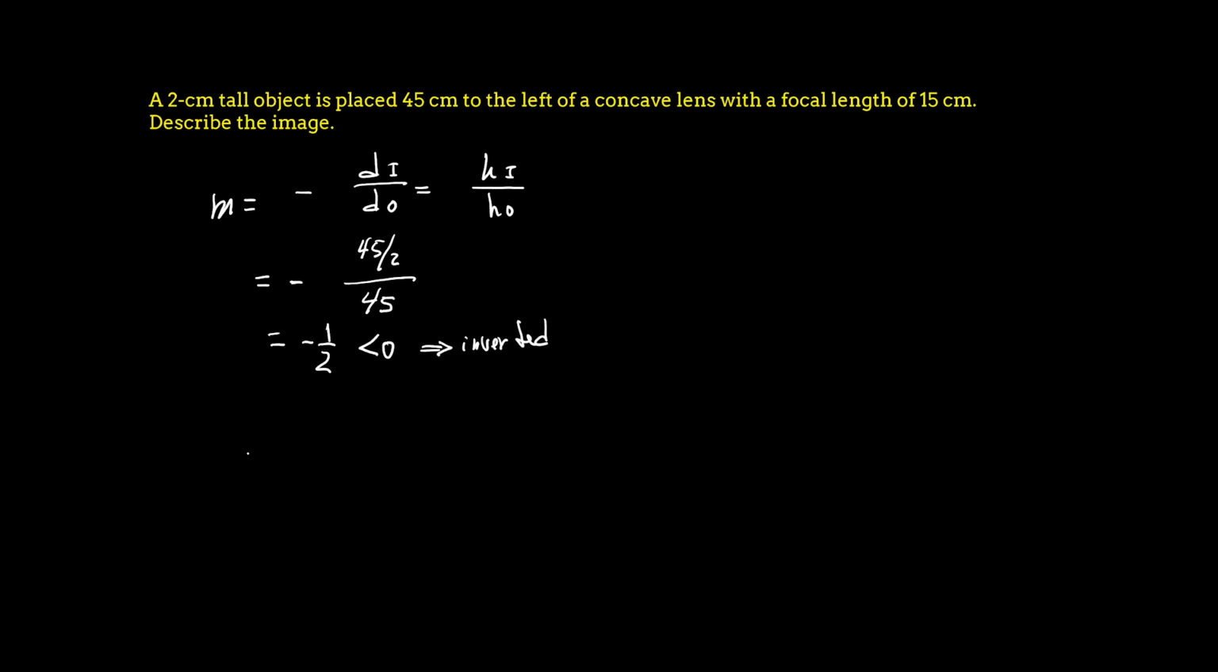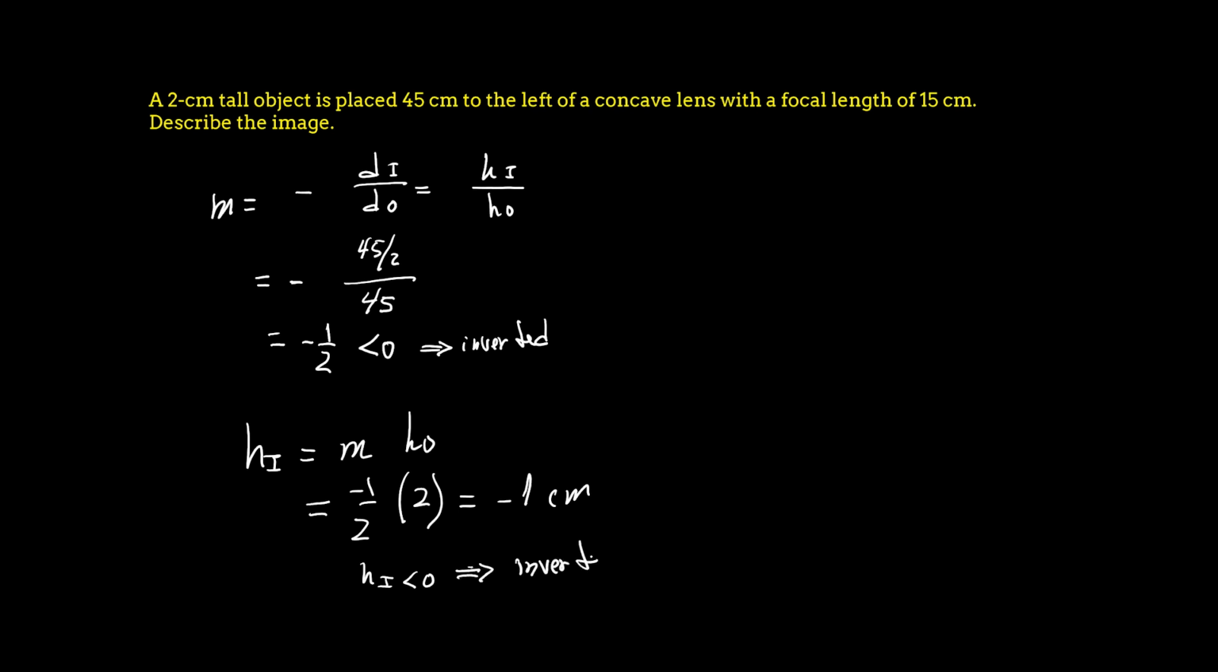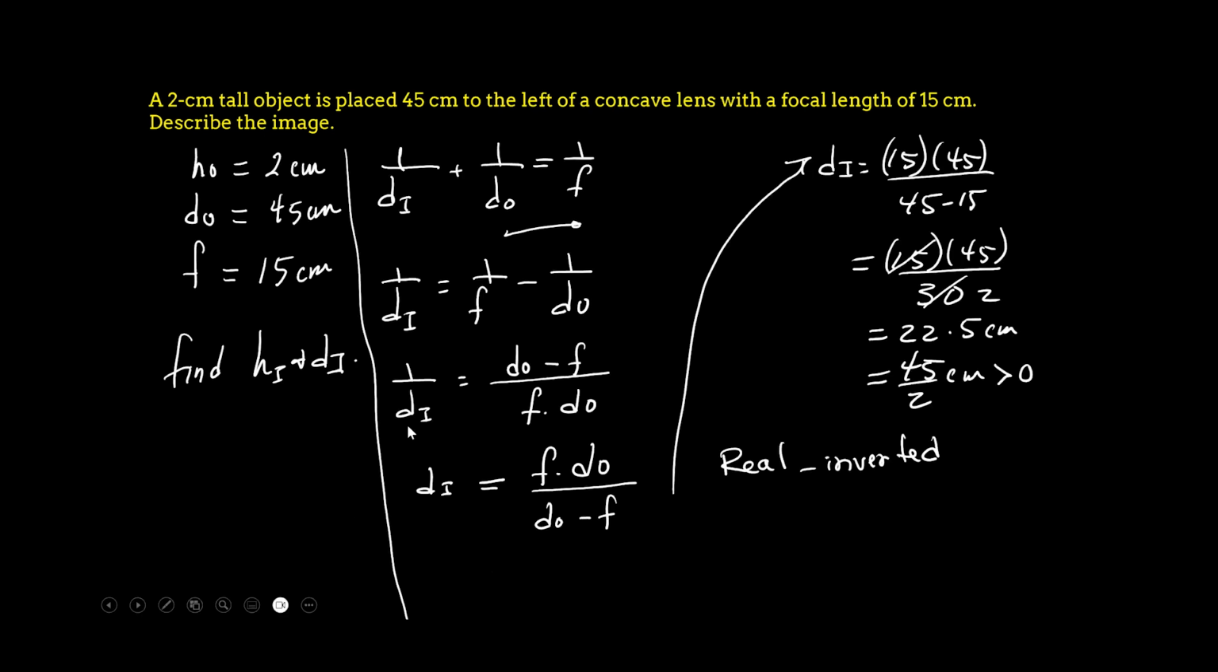So let's look at H sub I. H sub I equals M times H sub O. M is -1/2. H sub O is 2, so -1 centimeter. And again, H sub I is less than 0. This implies the image is inverted. So we have now the height of the image, we have d sub I, we have the magnification.